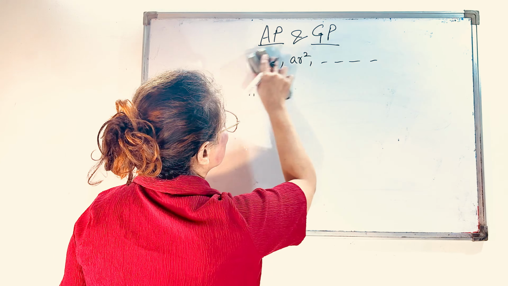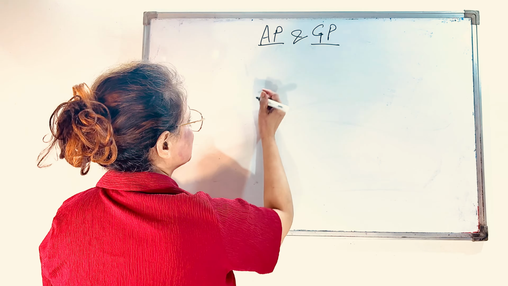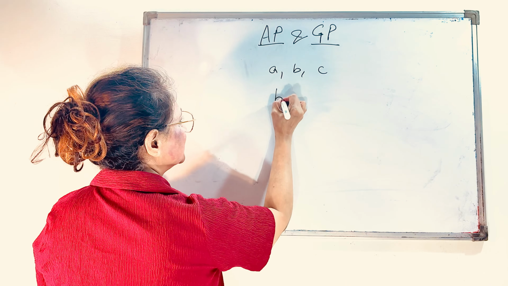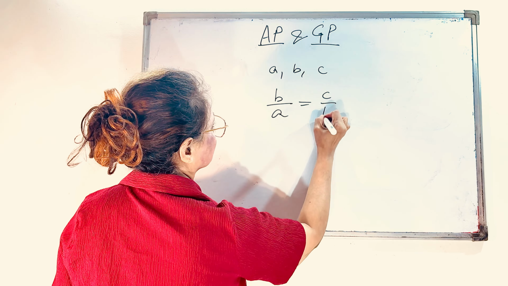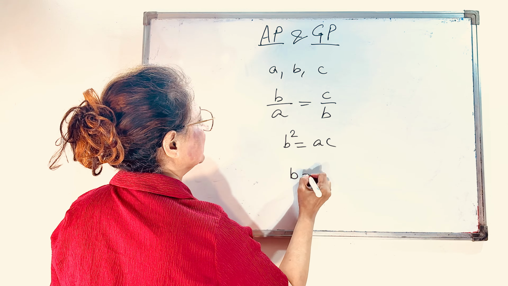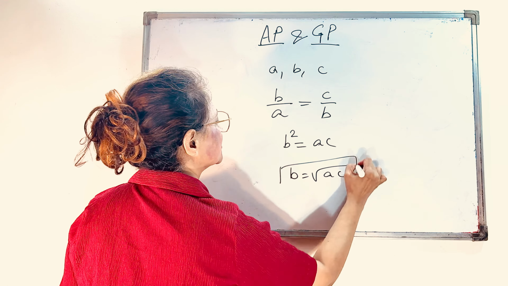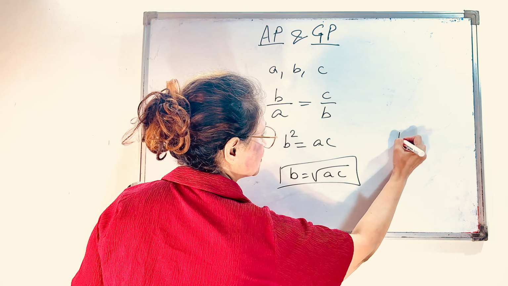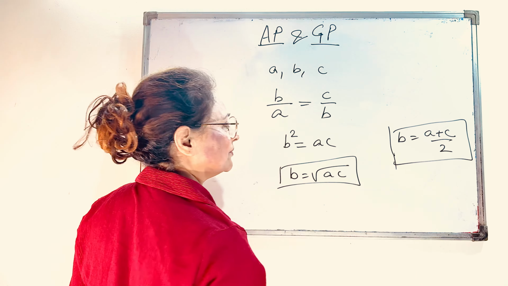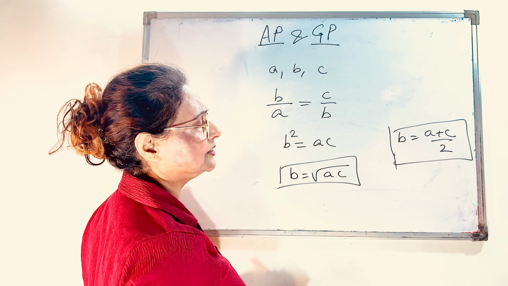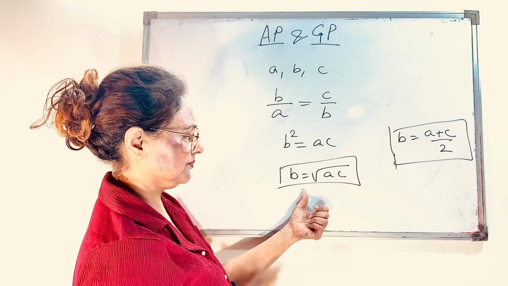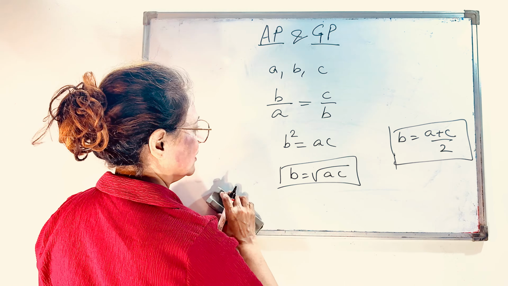Here, if three terms A, B, C are in GP, then the ratio is common. Hence, B square is equal to AC, or B is root AC. That's the relation between the three. Like in AP, it was B is equal to (A plus C) by 2. This is for AP, right? The relation between three terms A, B, C in AP is this, and for three terms in GP, the middle term is the root of the first and third. Got it?